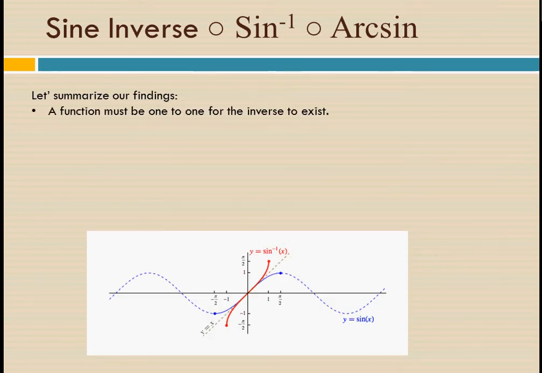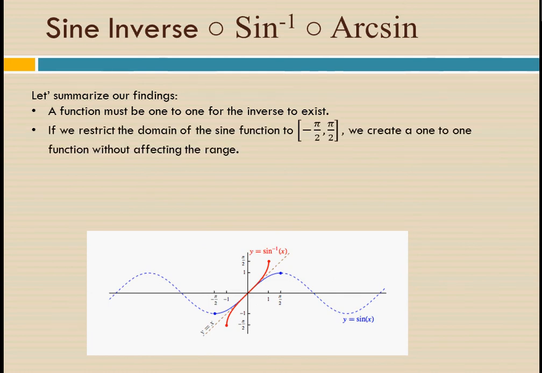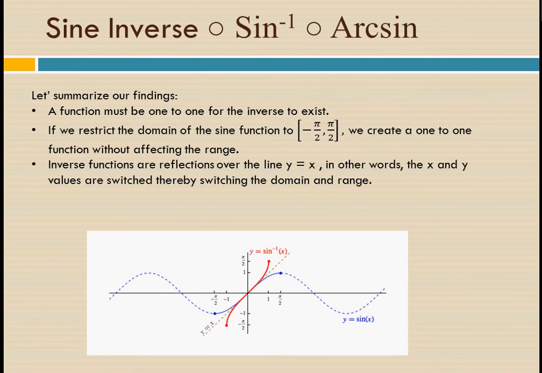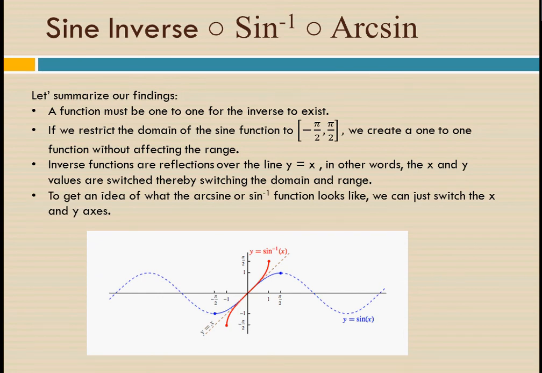So let's summarize what we found. A function must be 1-to-1 for the inverse to exist. If we restrict the domain of the sine function to -pi/2 to pi/2, we create a 1-to-1 function without affecting the range. Inverse functions are reflections over the line y equals x. In other words, x and y values are switched, thereby switching the domain and the range. We can get a good idea of what the functions look like below. We restricted it, in this case, to the blue graph, and the other graph is a picture of the sine inverse function, which would switch the x and the y values.